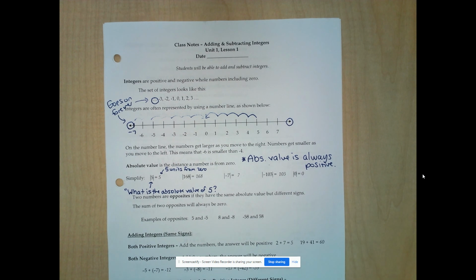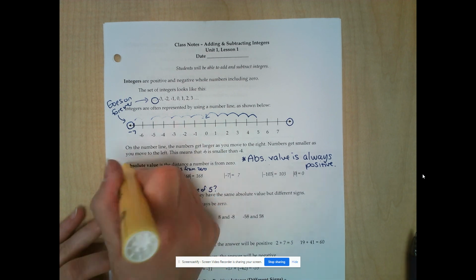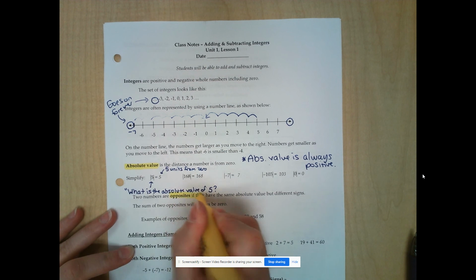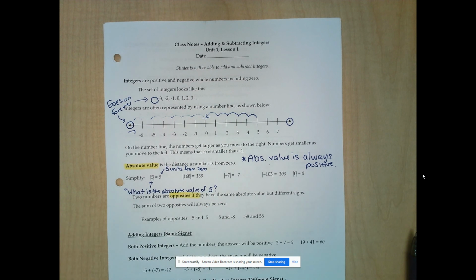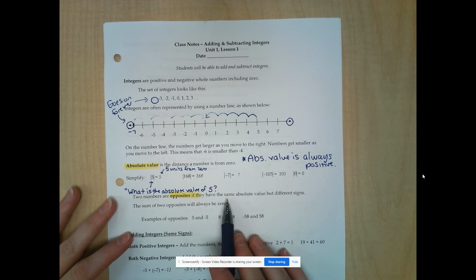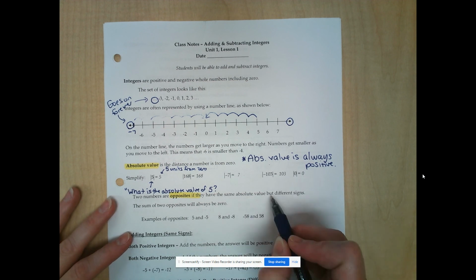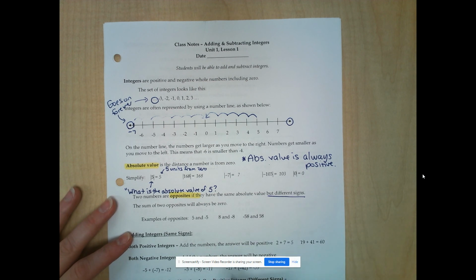2 numbers are opposites if they have the same absolute value but different signs. So opposites, not the same thing as absolute value. So what we might want to do is highlight vocabulary words so that we can find them easily later if they're not already visible enough. So opposites have the same absolute value but different signs. So that's really important. So a number like 5 and -5, those 2 numbers are opposites. They're both 5 units away from 0, but they have different signs.